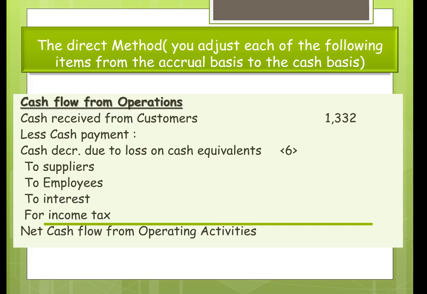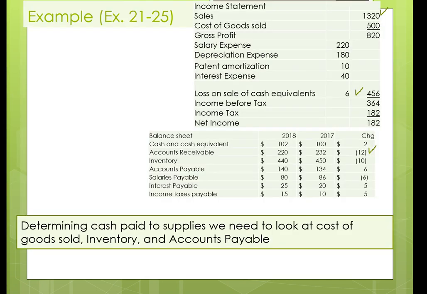Now we can do suppliers, which tends to be the most complicated, because for suppliers, what we have to do is take the cost of goods sold and adjust for any changes in inventory and accounts payable. So we're going to take our cost of goods sold, the $500, and then adjust by the changes in inventory and accounts payable.